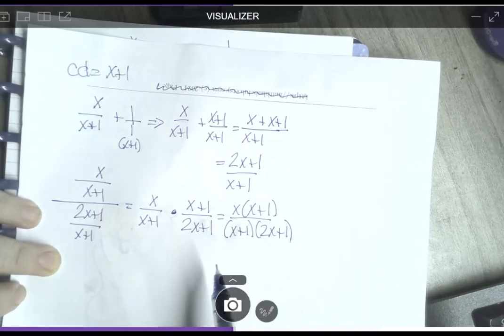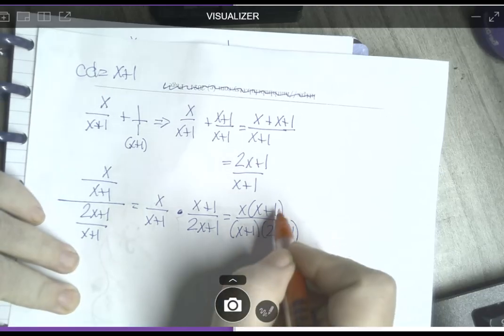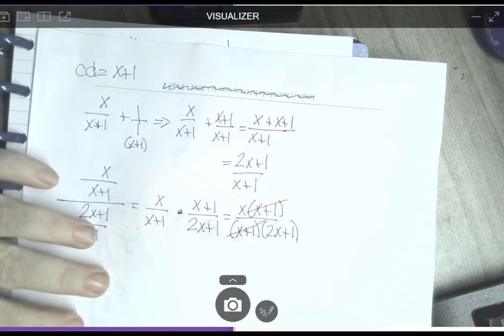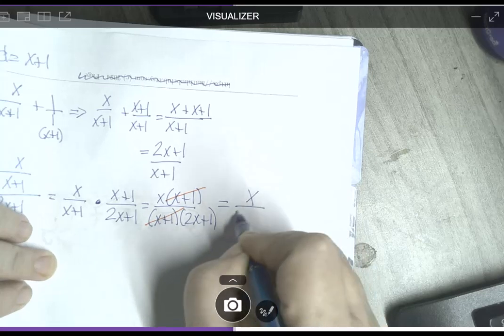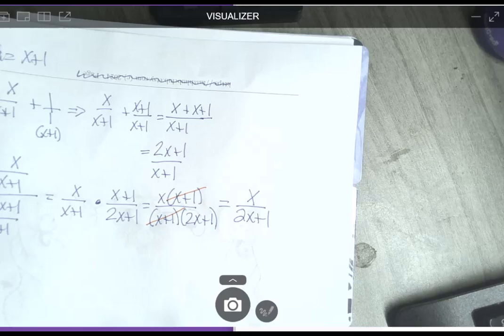Okay. Now what's really cool about this one, I'm not sure if you see it, but we have x plus 1 over x plus 1. So those are going to cancel. Yay. And that's going to leave us with x over 2x plus 1. Now the question comes, well, what is the denominator? All right.